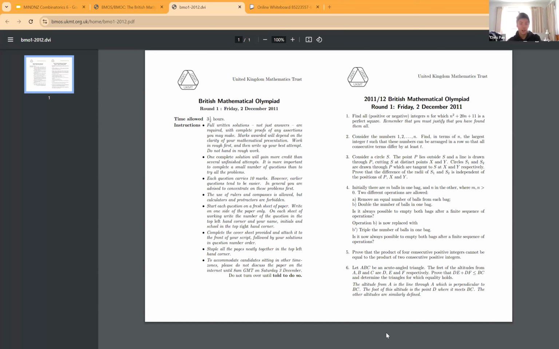I'll give a hint. It is possible to win, right? You can find a sequence of moves with the starting number of balls, 5 and 3, using these two operations. So only these two, right? We're not looking at operation B dash right now. Remove an equal number of balls from both bags and double the number of balls in one bag. It is possible to empty both bags after a final sequence of operations. Maybe keep looking if you haven't already. If you have, you can privately message me just to tell me that you found it.